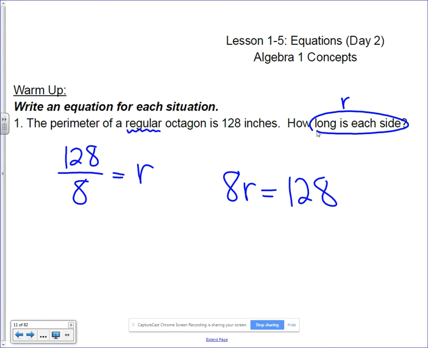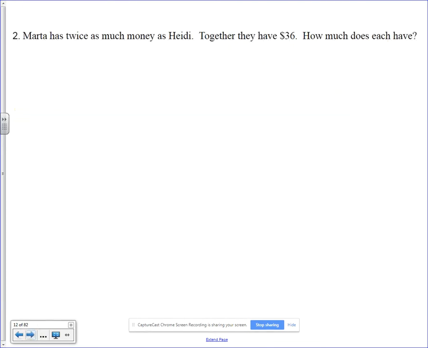Okay, let's move on. Number 2. No, we're just writing them. Marta has twice as much money as Heidi. Together, they have $36. How much does each have? So, what am I trying to find? Each of them, correct? I'm not allowed to use 2 variables. I'm only allowed to use 1 variable, but I got 2 people, right?